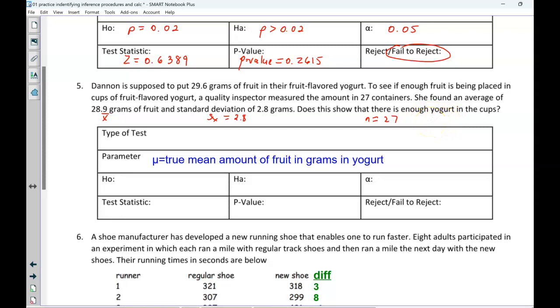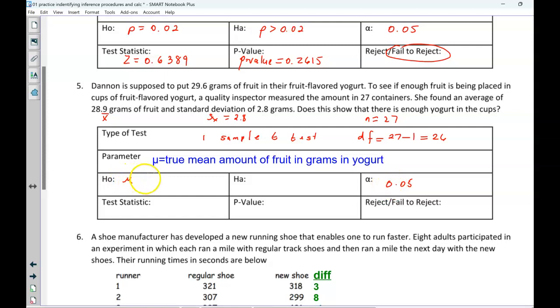Okay, so the variable of interest is the amount of fruit in the yogurt. That's a quantifiable measure, it's measured in grams. There's only one sample, so this would be a one sample t-test. And the degrees of freedom is n minus 1, so it would be 27 minus 1, or 26. The parameter is mu, the true mean amount of fruit in grams in yogurt, and I'm going to define my alpha as 0.05.